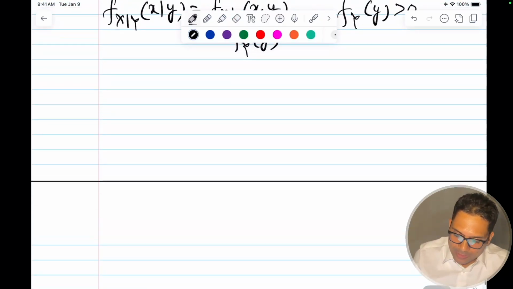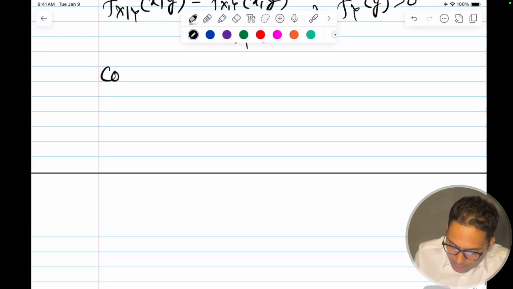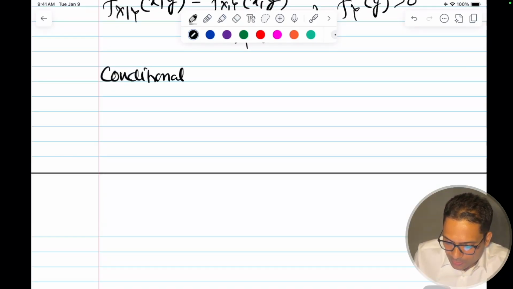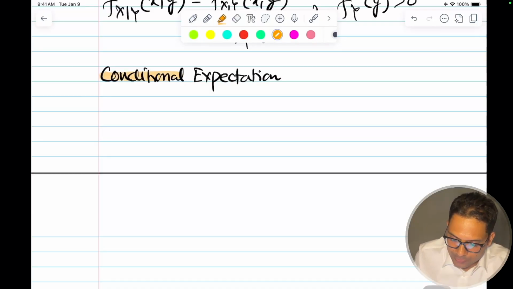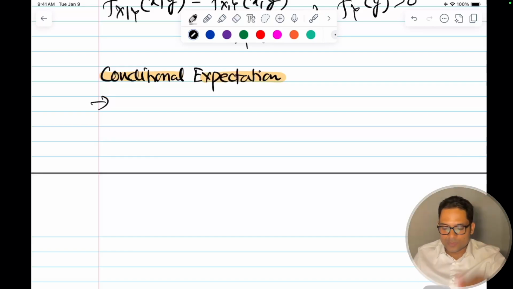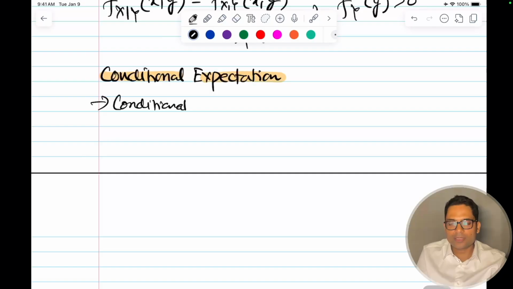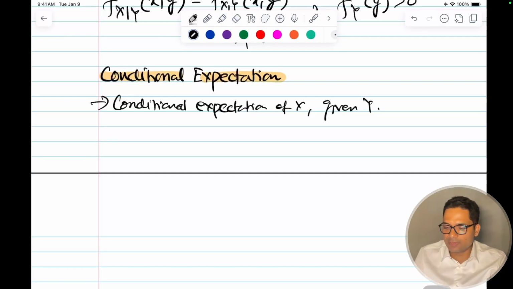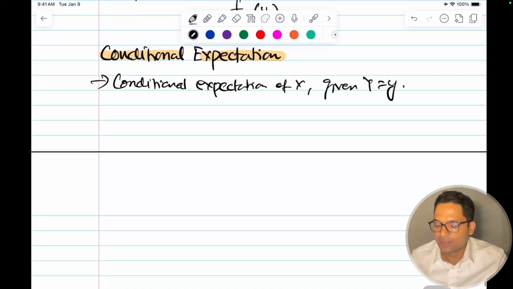Now we'll discuss conditional expectation. I told you we'll have conditional expectation and variance, so we'll just extend it. What is conditional expectation? We know the expectation of x. Conditional expectation is again that something has happened: the conditional expectation of x given that the other random variable y has happened, that y takes the value y.